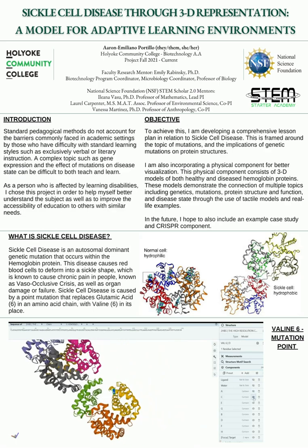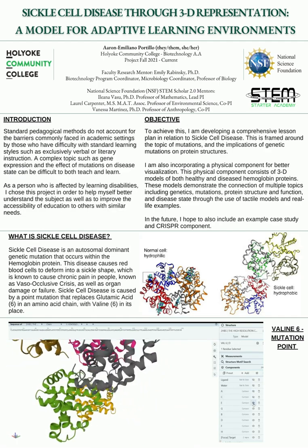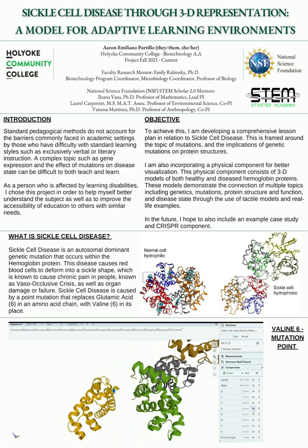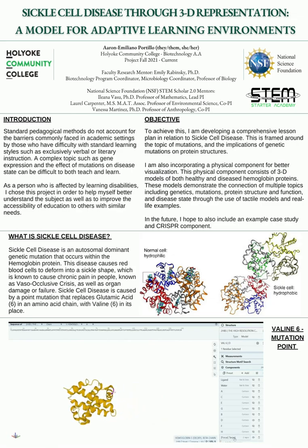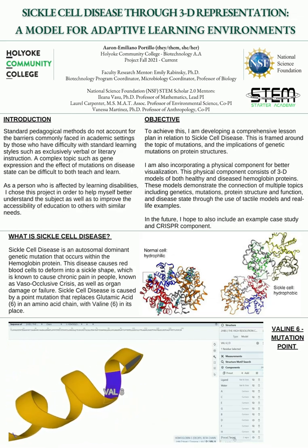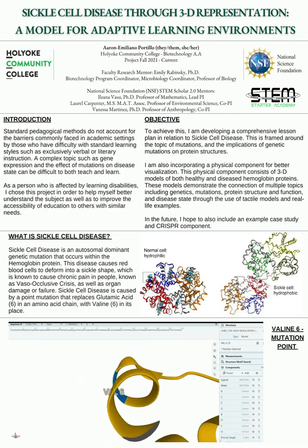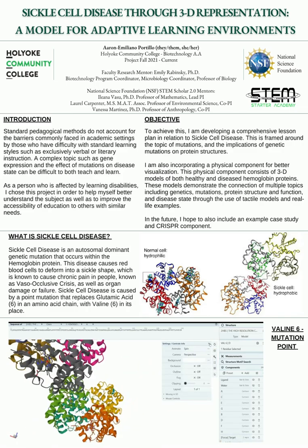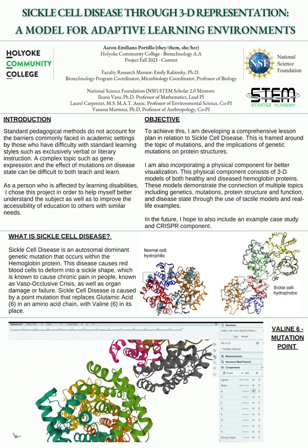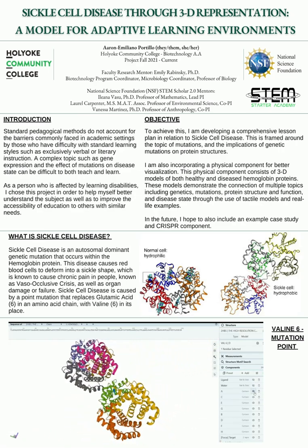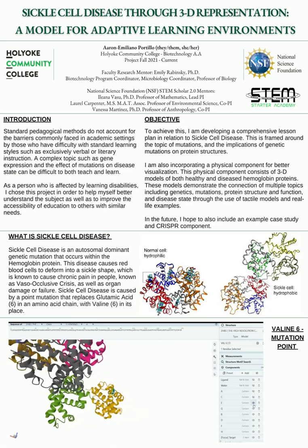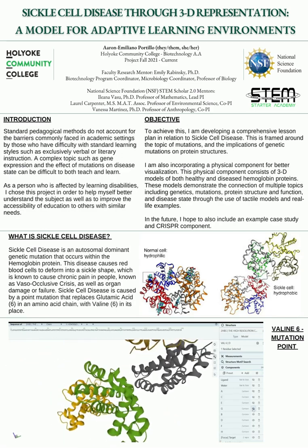Sickle cell disease is caused by a point mutation that replaces glutamic acid in an amino acid chain with valine in its place. The hydrophilic and hydrophobic specifications in the picture refer to the change in the structural shape of the hemoglobin. The glutamic acid on the beta chain in the normal hemoglobin is hydrophilic. In the case of hemoglobin S, when this glutamic acid is replaced by a valine, it is then highly hydrophobic.